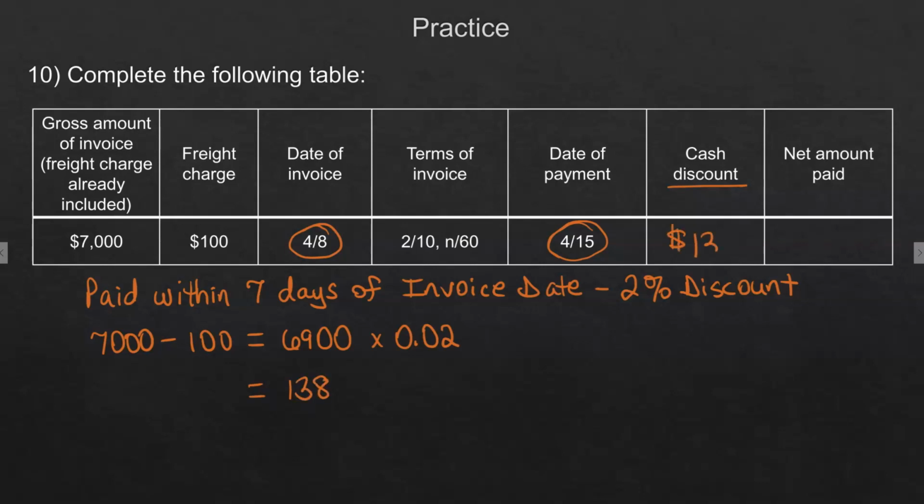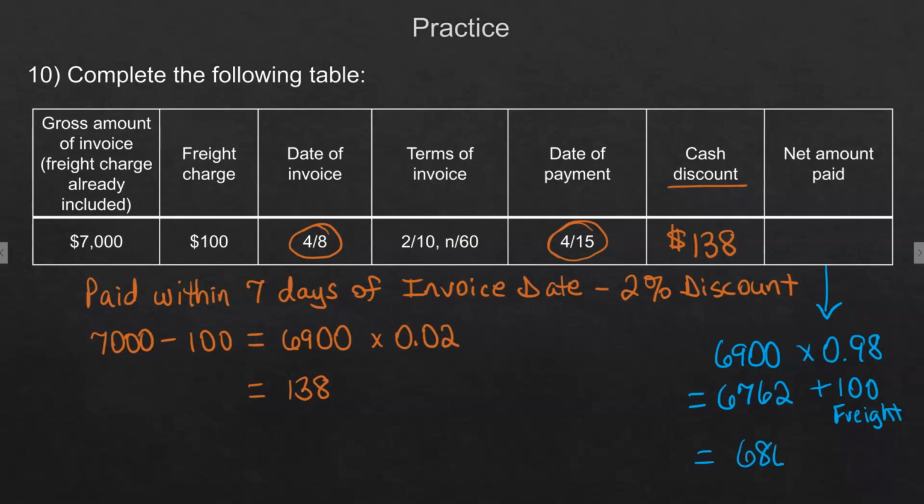So I'm going to put that on the chart, 138. And then the net amount paid for this is going to be the difference between the, well, we also have to include the freight. So let's talk about that. Okay, so what we would do is we would take the 6,900, subtract the 138, and then add the freight back on. That's one way to calculate it. Another way we could calculate it would be take the $6,900 times 98%, right? Because that would give us the net amount. And that would be 6,762. We're going to add $100, right? That's the freight. We've got to add that back on. And that gives us 6,862. And that's the amount we owe.